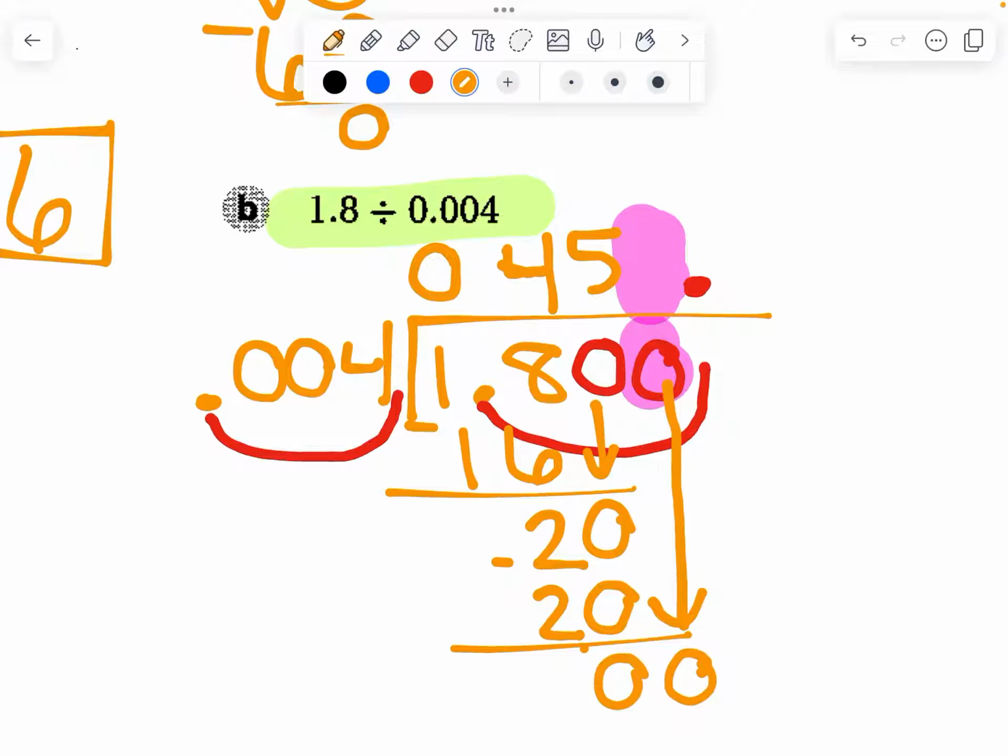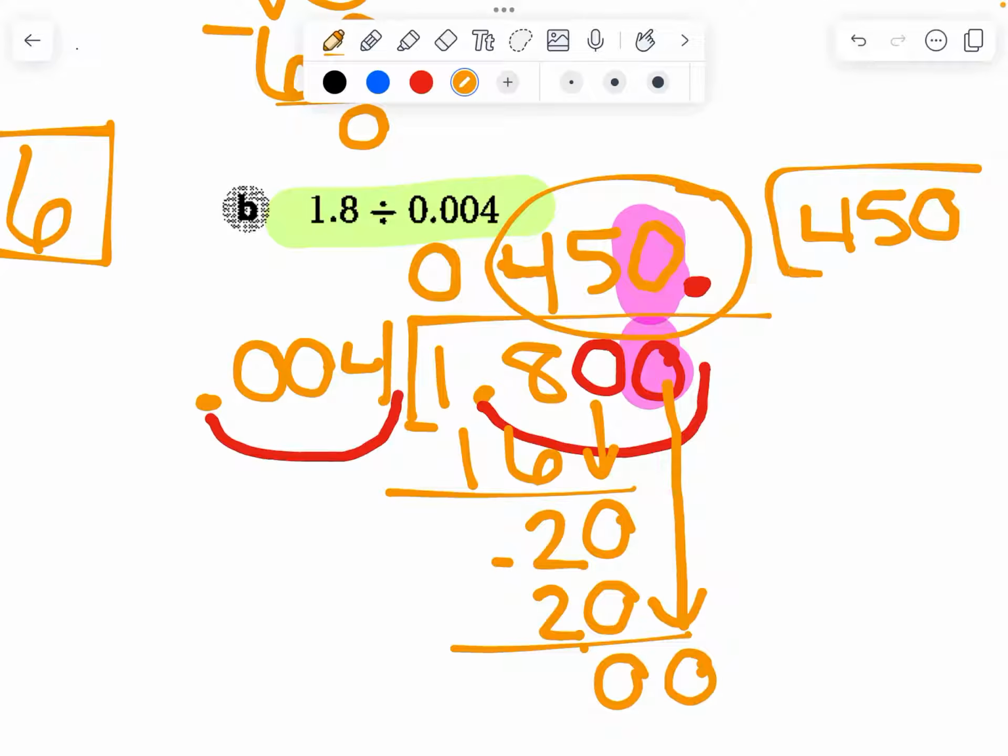And 4 cannot go into 0. That empty space must be filled in with a 0 placeholder. Again, with this answer, since there are no digits behind that decimal, your answer is just 450. You can drop that decimal off. You only include the decimal in your answer, in your quotient, if you have a digit behind it.